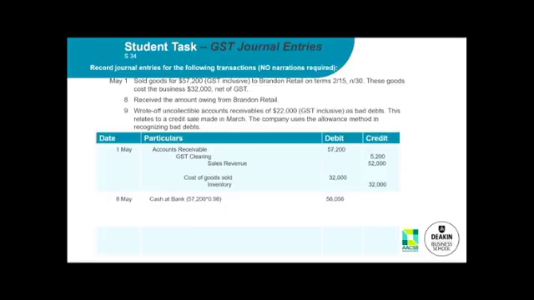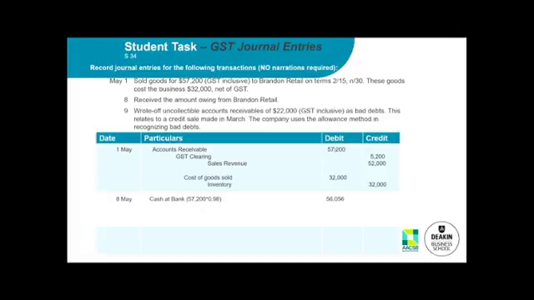Right, so the next thing that we need to do is to work out the amount that was received from Brandon. Now we have to take into consideration the discount, because here it tells us that if he pays within 15 days, he'll get 2% discount. So he did. He paid within a week. So therefore he gets his discount.